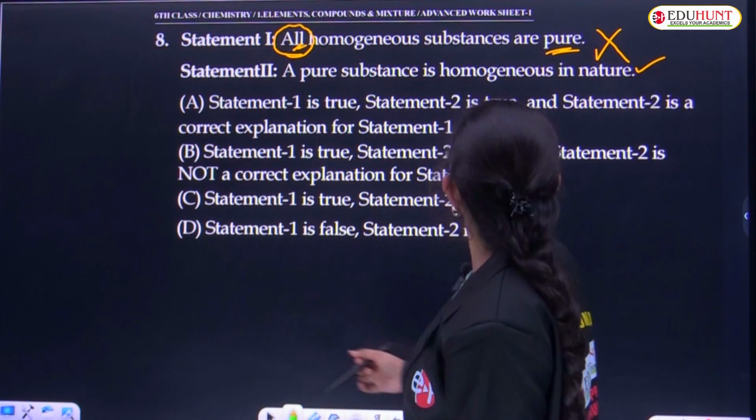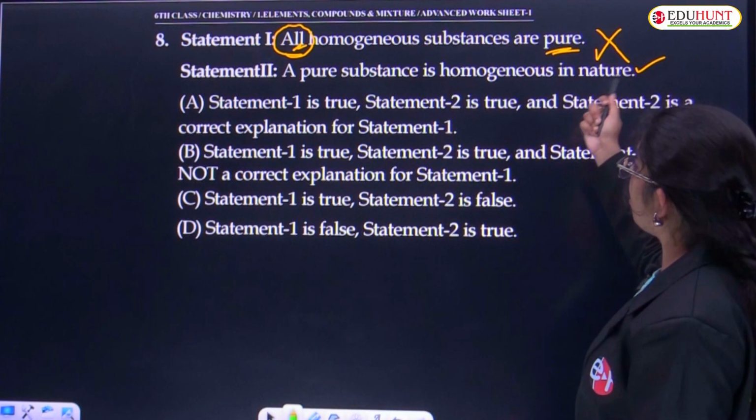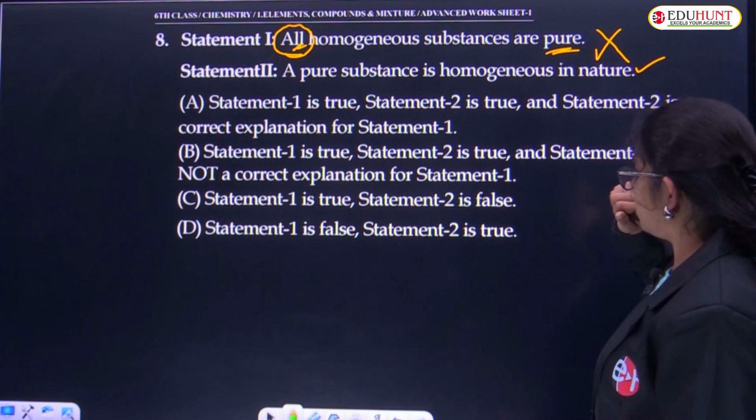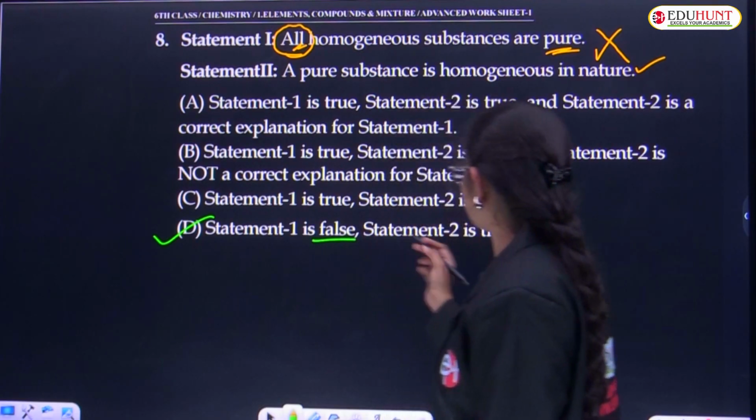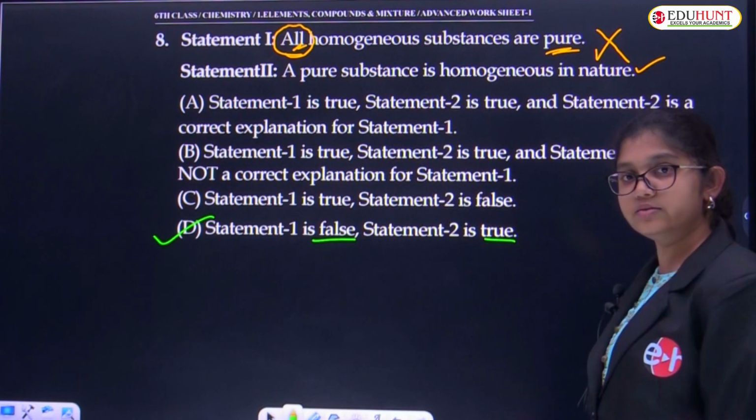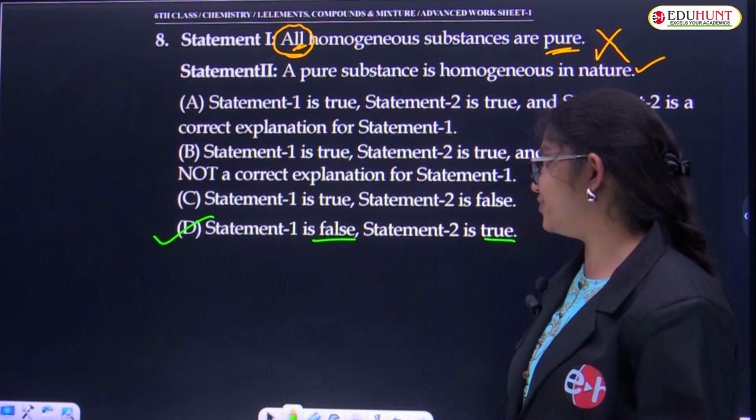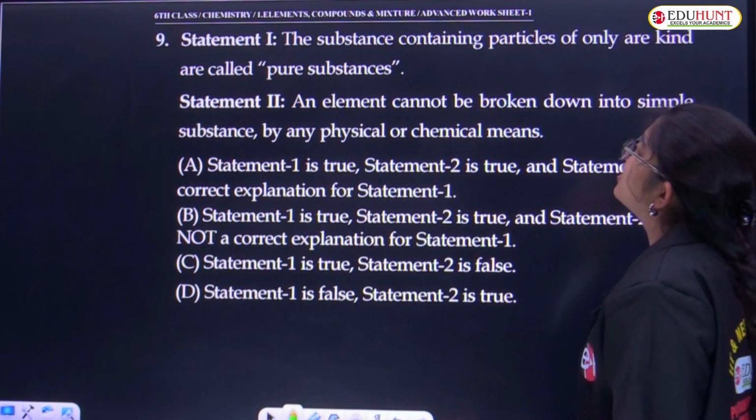The right option here is: statement 1 is wrong, statement 2 is true. We'll go with option D: statement 1 is false, statement 2 is true. Is it matching, children? Am I right? Fine, we'll go with the next question.